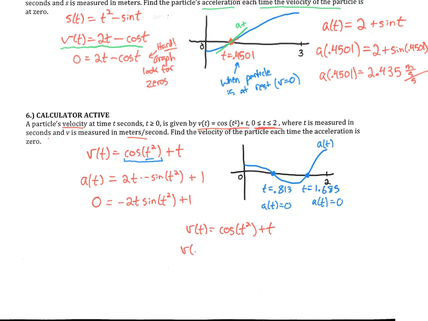Let's plug each of these times into it. So the velocity at 0.813 would end up being 1.602 meters per second, and then the velocity at time 1.685 would end up being 0.7304 meters per second. Okay, there we go. Let's go on to the next one.